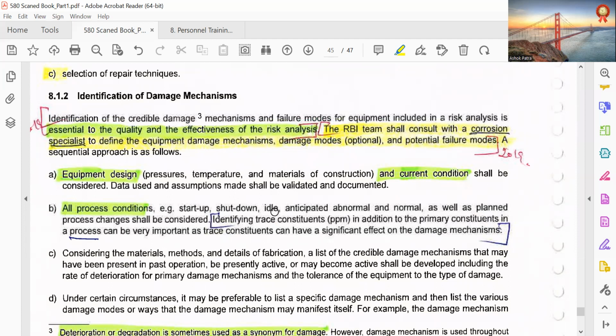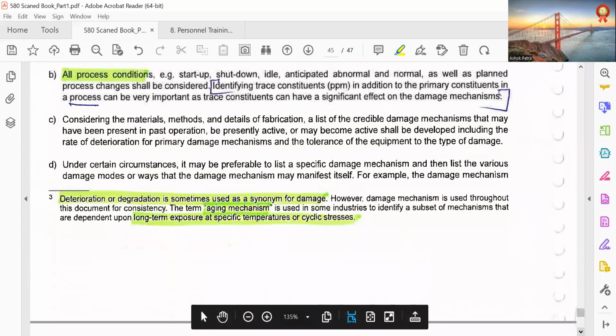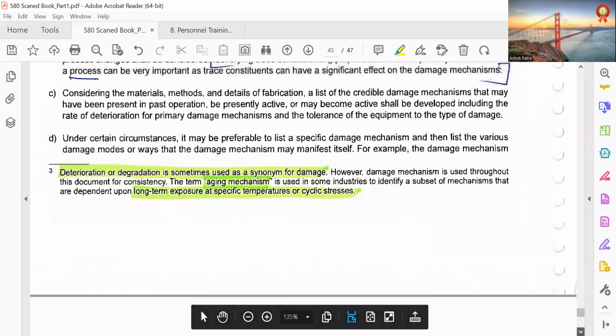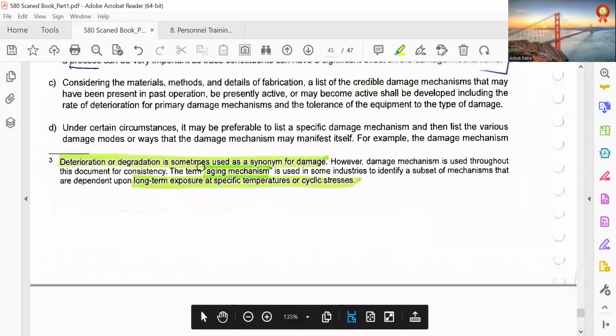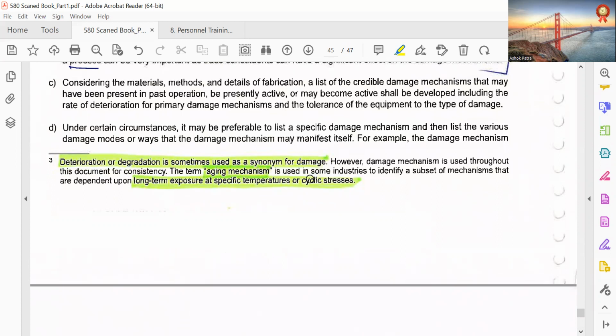All process conditions, startup, shutdown, idle, anticipated, abnormal, normal, as well as planned process changes shall be considered. Identifying trace constituents, in PPM, in addition to primary constituents in the process can be very important, as trace constituents can have significant effect on the damage mechanism. Deterioration and degradation are sometimes used as synonyms for damage. The term aging mechanism is used in some industries to identify a subset of mechanisms that depend upon long-term exposure at specific temperature or cyclic stresses.